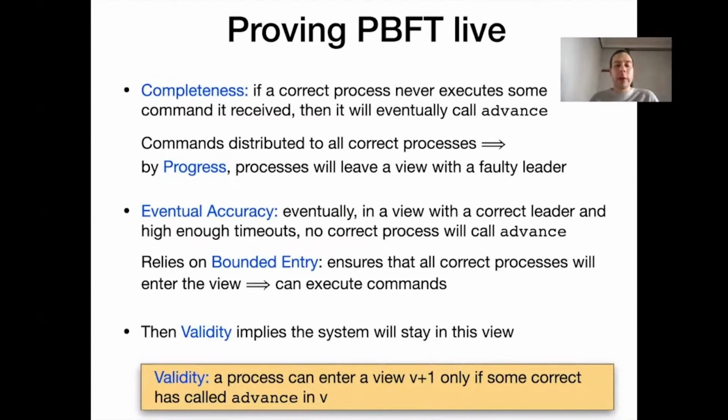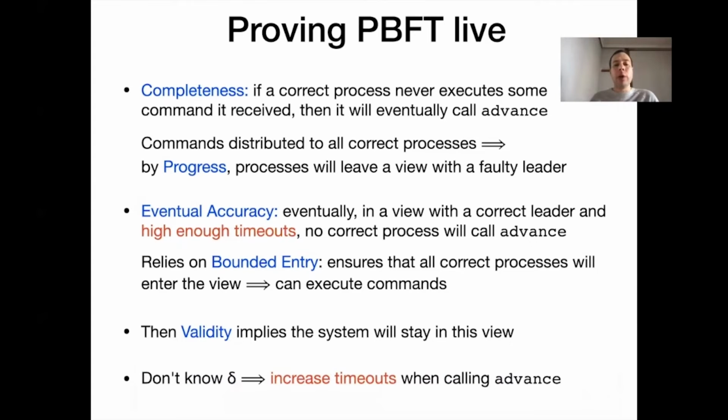Now there is just one subtlety here, which is in eventual accuracy, I said high enough timeouts. And this means I have to set timeouts to something like 4 delta for PBFT. If the timeouts are set too low, then I may just complain spuriously too early. But I don't know delta, so I don't actually know how to set these timeouts. And unsurprisingly, to deal with this, each process will increase its timeouts when calling advance, so that these timeouts eventually go above the necessary values.